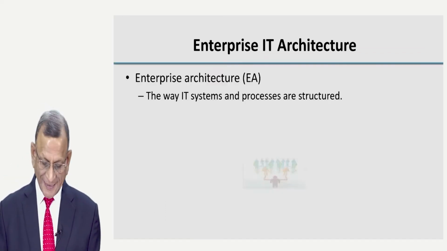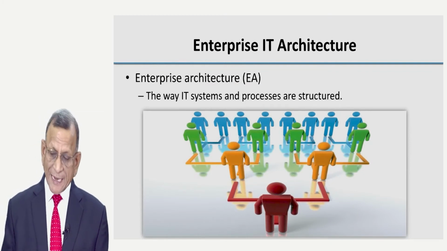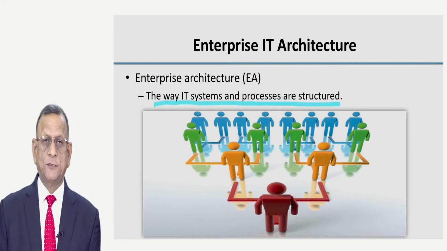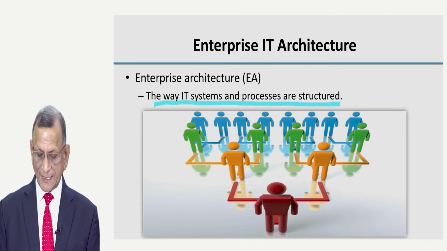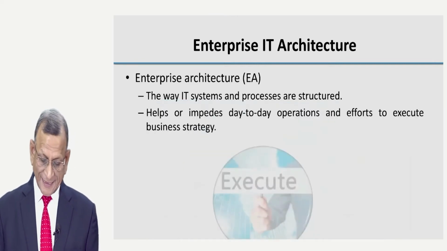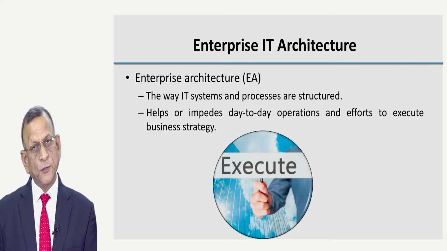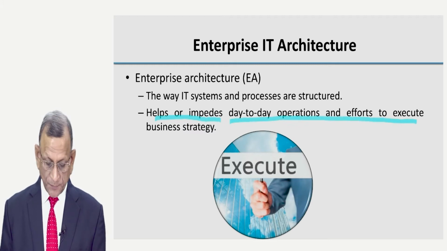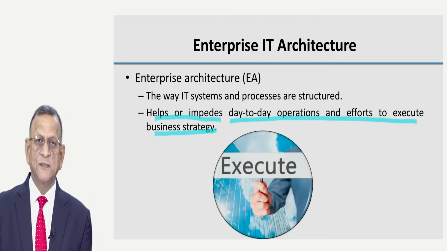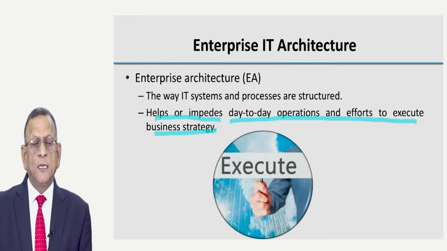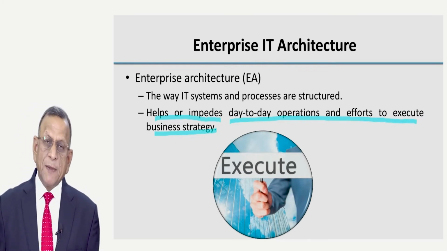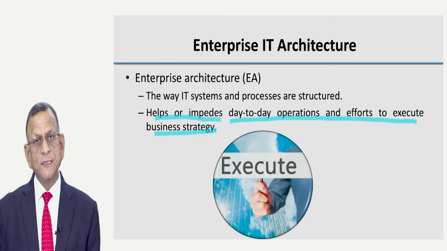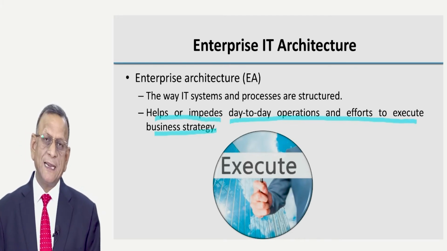together, is also architecture. So, enterprise architecture is the way IT systems and processes are structured. They are being put, they are being used, they are being connected. So, this is IT architecture related to enterprise. It helps or impedes day-to-day operations and efforts to execute business strategy. Every business is having a strategy, and this strategy can be fulfilled, achieved only with the help of information systems. Information systems are dependent on this IT architecture.